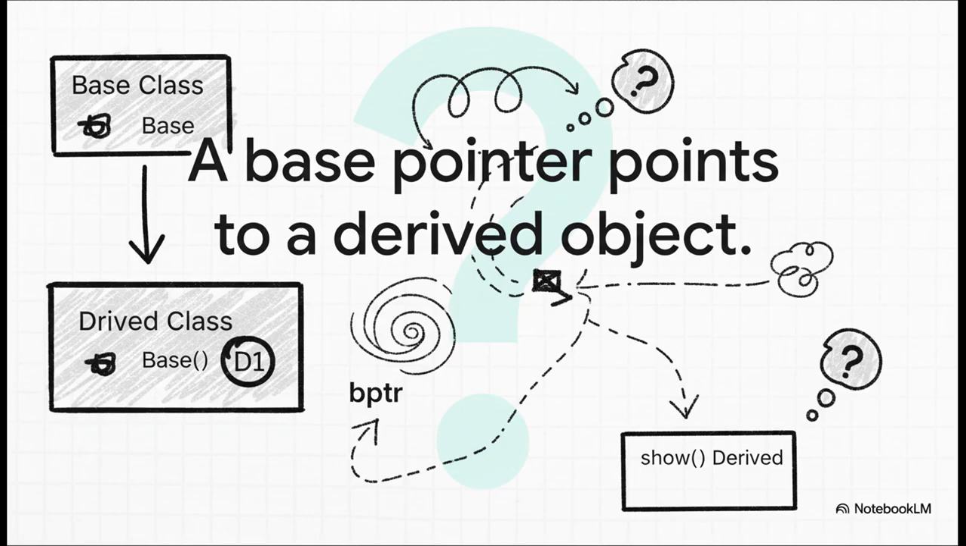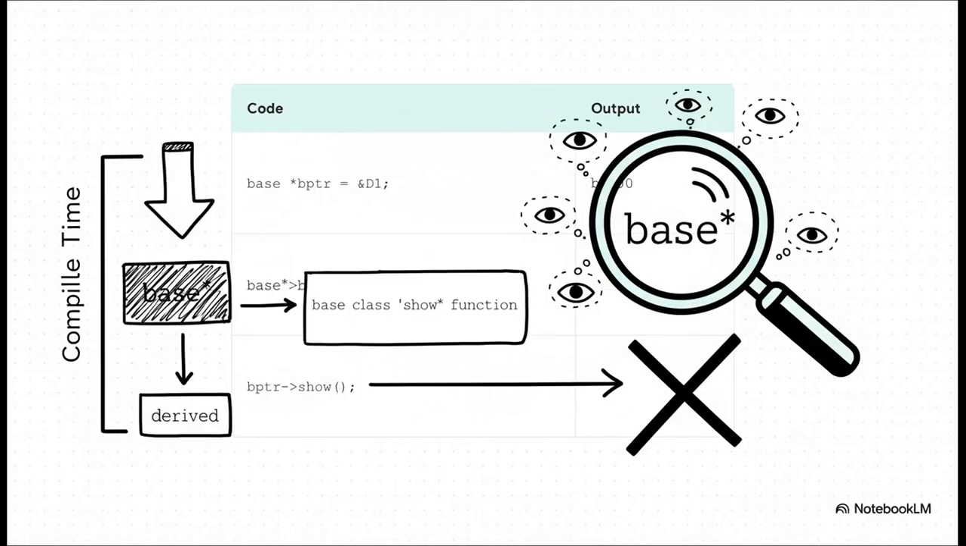Now, what if both the base class and the derived class have a function with the exact same name, show? When we call bptr.show, which one runs? The base version or the derived version? And the answer, by default, might surprise you.